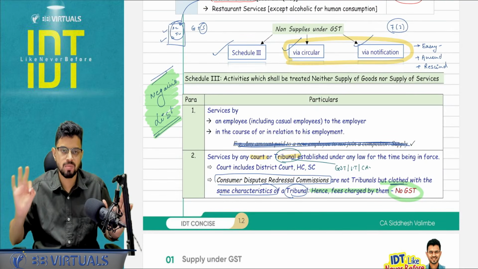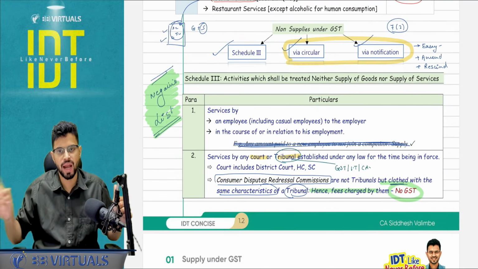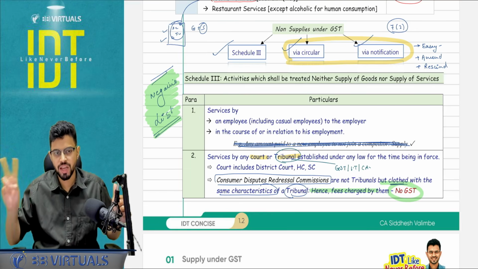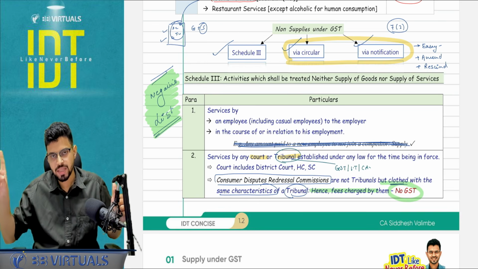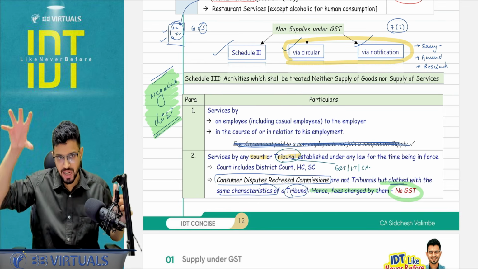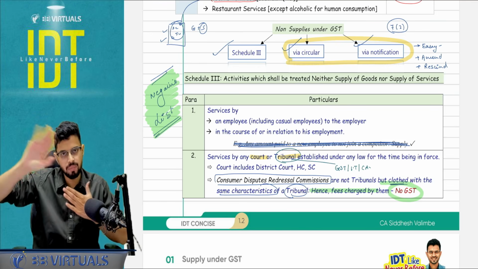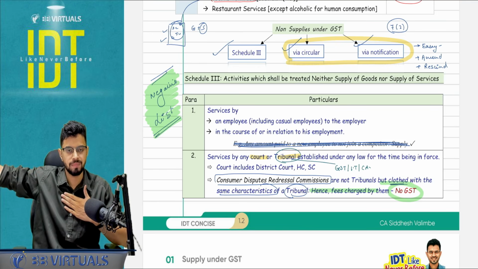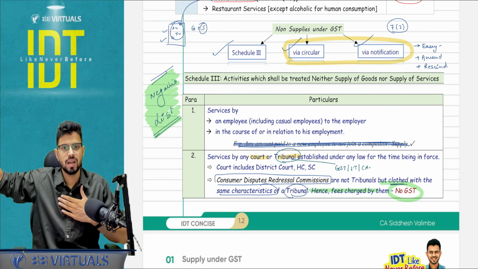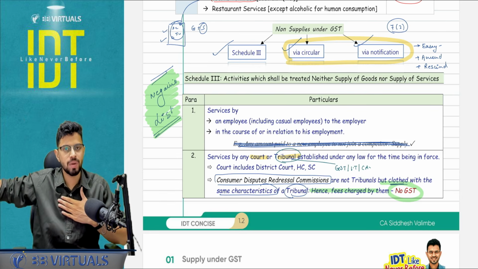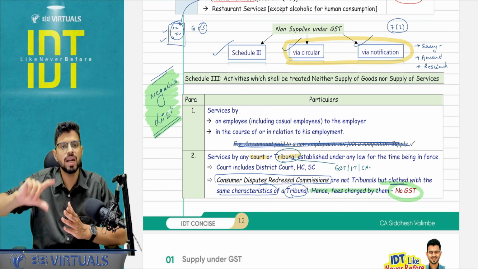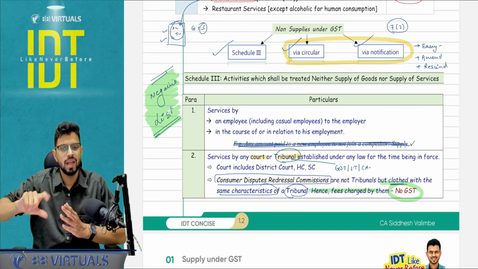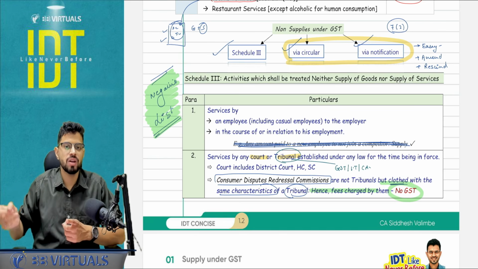Non-supplies under GST come by 3 things: schedule number 3, circular and notification. Notification provides 2 items: alcoholic liquor license, which is supplied by the state government. So the state government is the supplier, I am the recipient, but we have put it under non-supply. And activities with respect to functions entrusted to Panchayat and municipality. Panchayat 243G, Panchayat G, municipality W. Circular: interstate movement of conveyance.